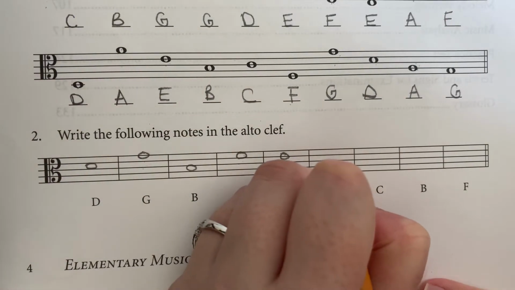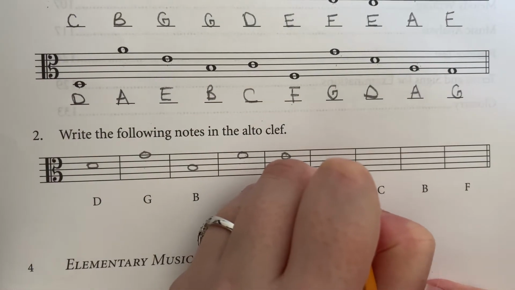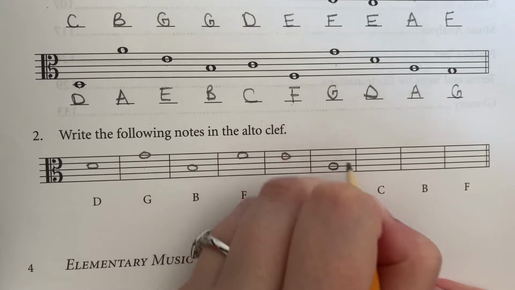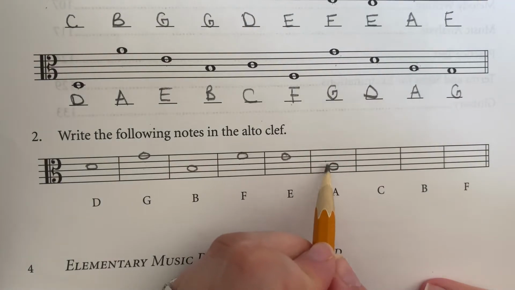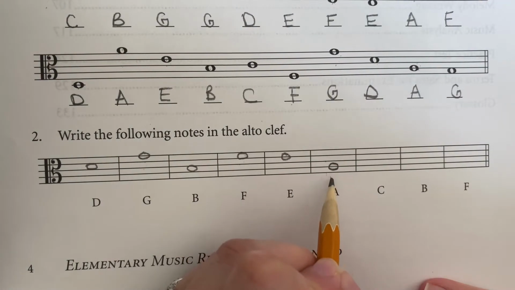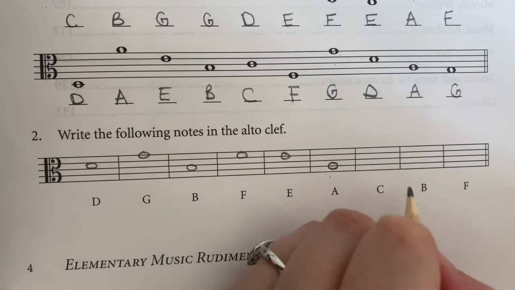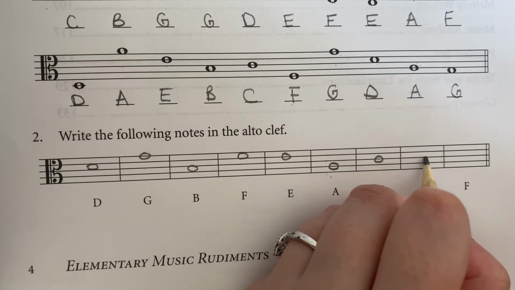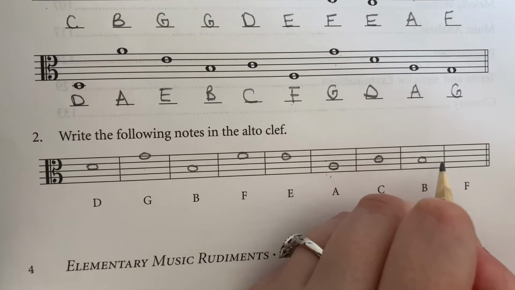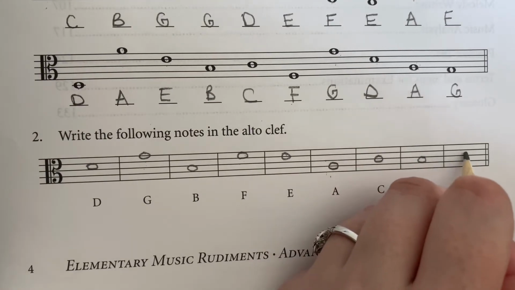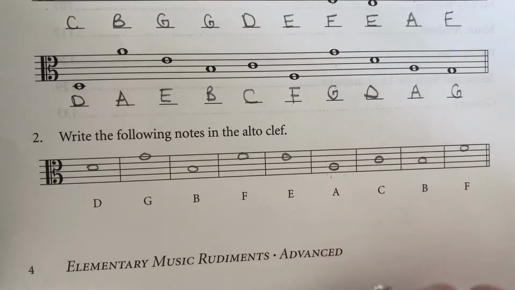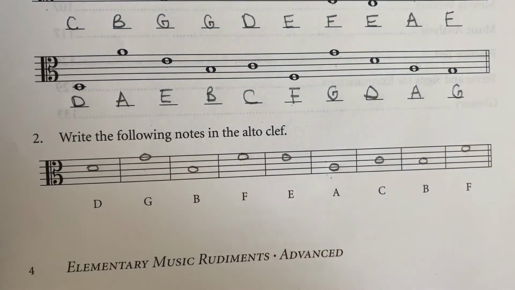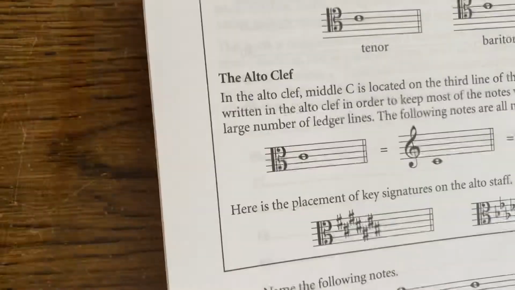With whole notes on a line of the staff, you don't want it to touch any of the other lines above and below. Okay, C. So let's just go middle C, B, and F, C, D, E, F. Okay, so that's the first page. Let's go to the next page.